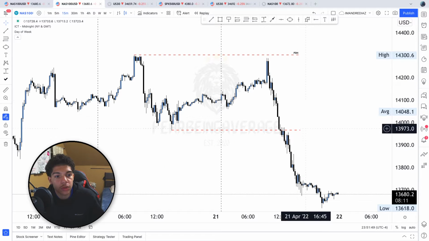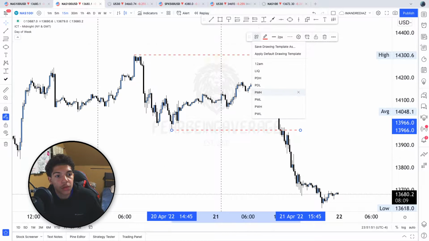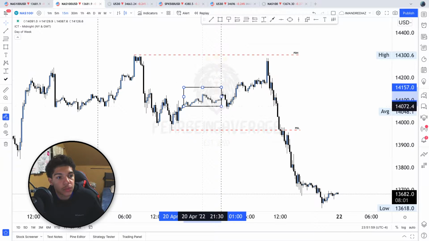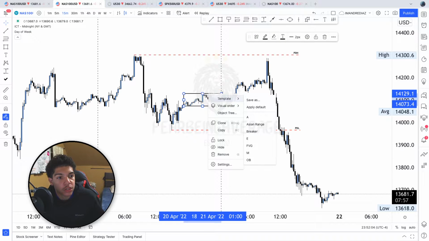The previous day's low right here. We're also going to get the previous day's Asian session range. So from 18 o'clock all the way to midnight, that is going to be our Asian session range that we're going to be using. So from here, it's a pretty small range.